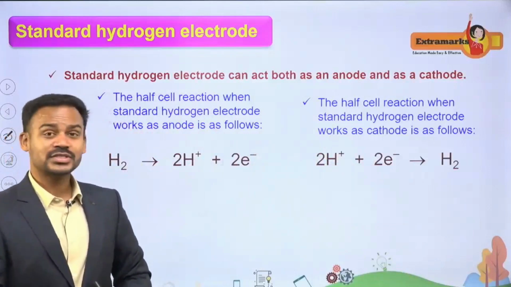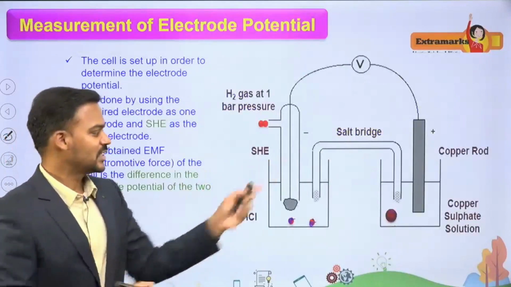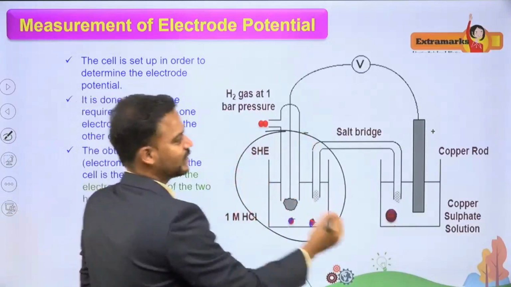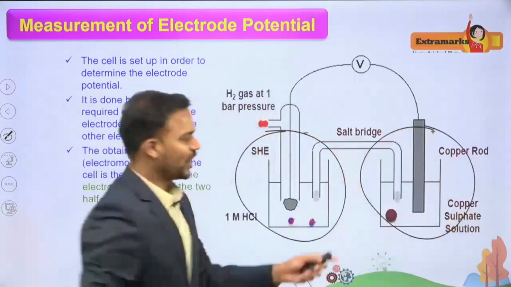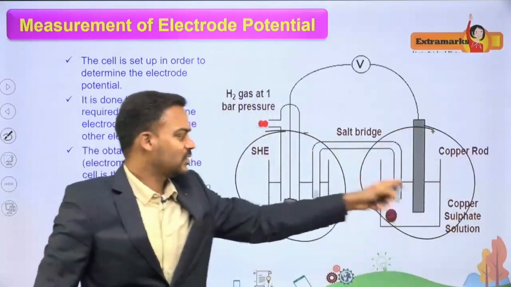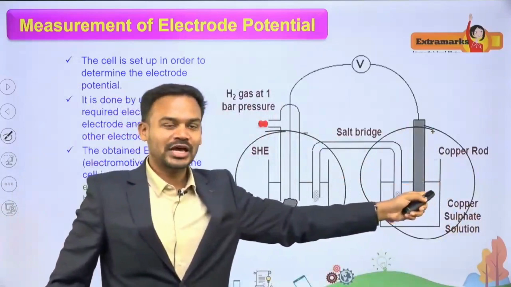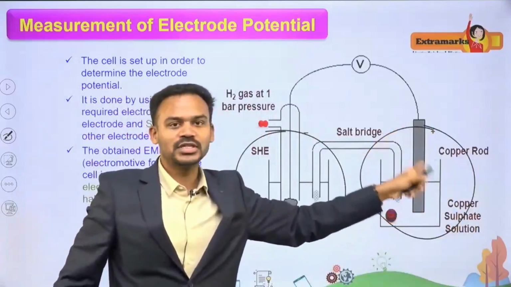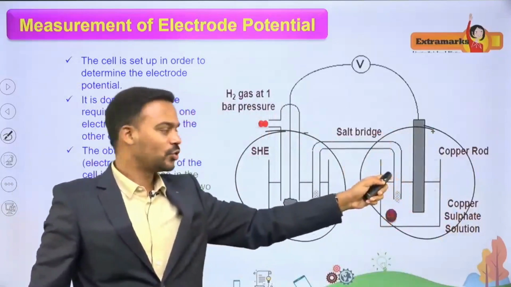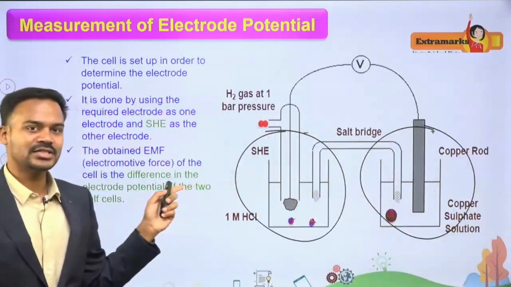We will continue with this SHE and how to measure the electrode potential. You can see here, this is the SHE compartment, and this is the reference, and this is what I am measuring. If I want to find out the electrode potential of copper, I will connect it with SHE. Automatically I will get to know the electrode potential of this unknown metal electrode. This is how we are going to connect it with SHE. We'll be learning these things in the next class.